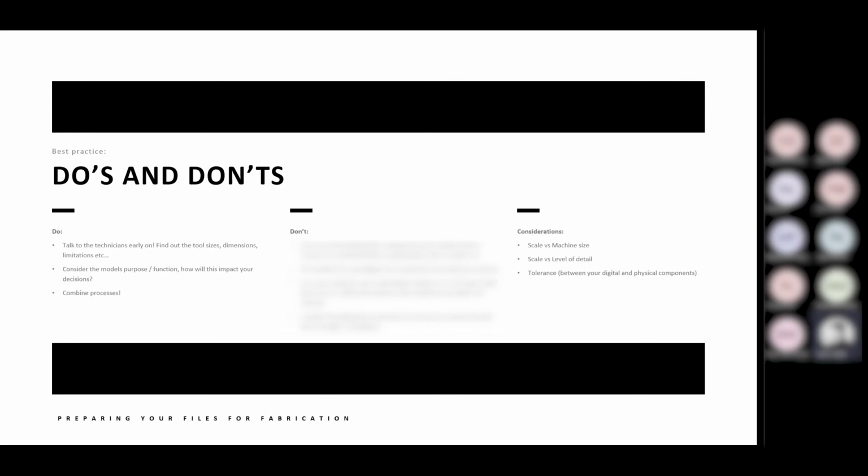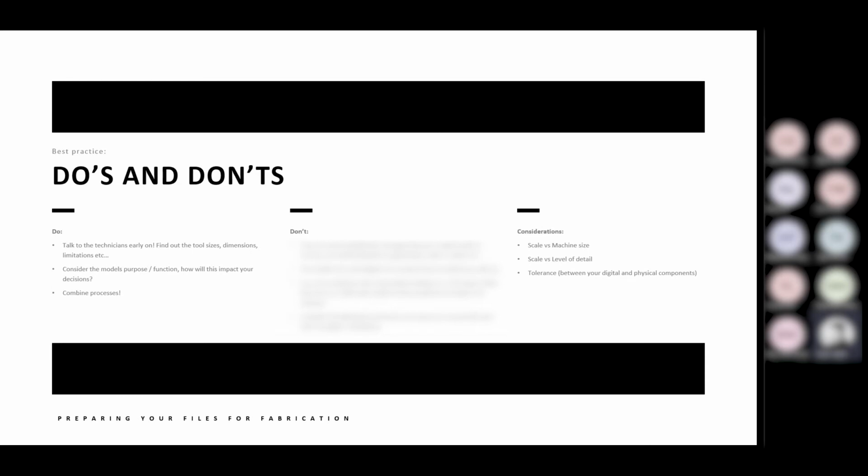In terms of best practice, there are some do's and don'ts. So firstly, always talk to technicians early on. It's always important to find out things like tool sizes, dimensions of machines, dimensions of materials, what limitations you might hit, and they'll be able to give you some ideas of how you can mix these processes together. So always, always, always engage with the technicians early on.